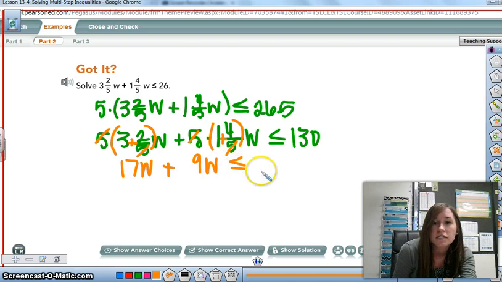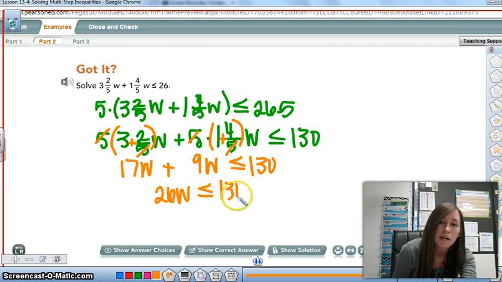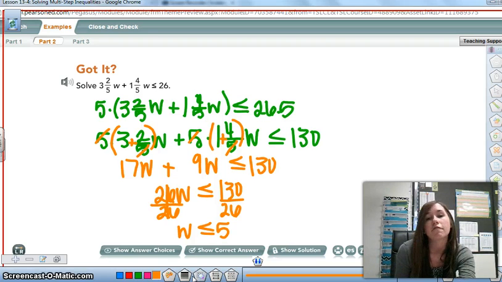Okay, and all of this is less than or equal to 130. We can combine our like terms. 26W is less than or equal to 130. We can divide by 26. We're dividing by a positive value, so we don't need to flip that inequality sign. 130 divided by 26 is just 5. So W is less than or equal to 5.